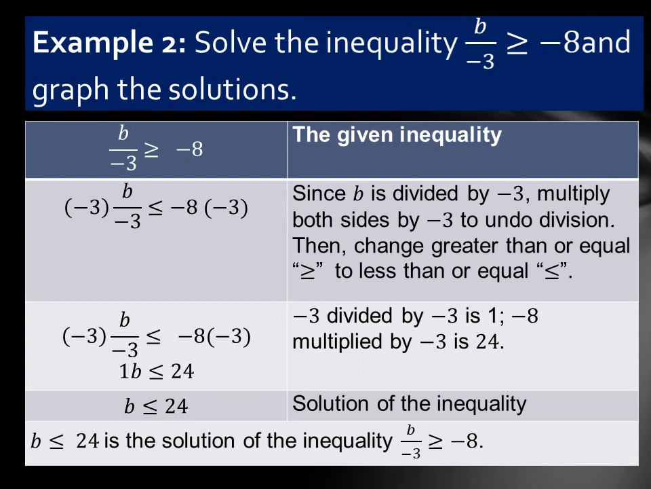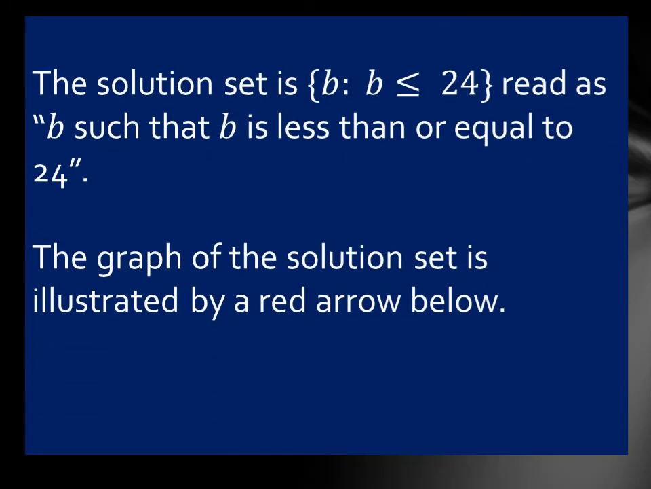Always remember that if you multiply two integers that have a common sign, the product is positive. So the solution of the inequality is B is less than or equal to 24. So therefore, B is less than or equal to 24 is the solution of the inequality B divided by negative 3 is greater than or equal to negative 8. The solution set is B such that B is less than or equal to 24.